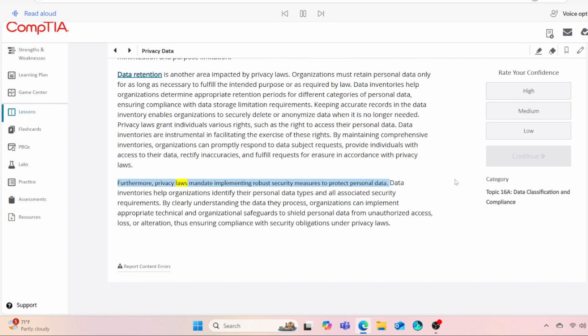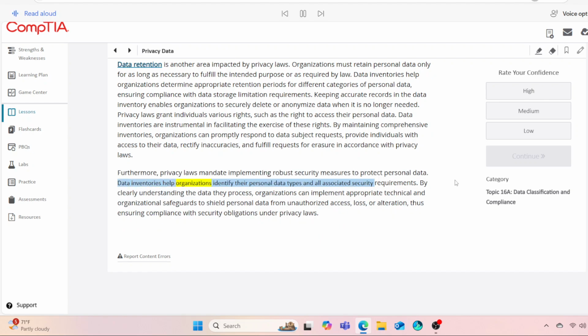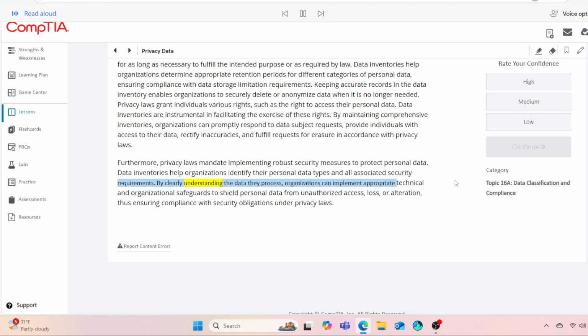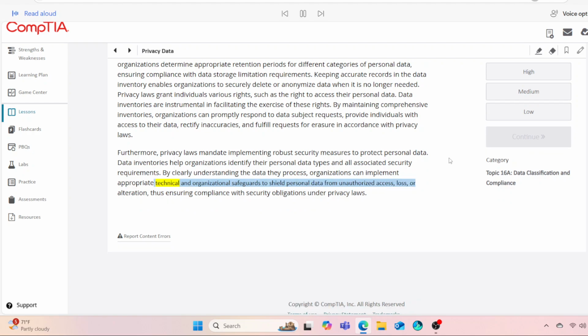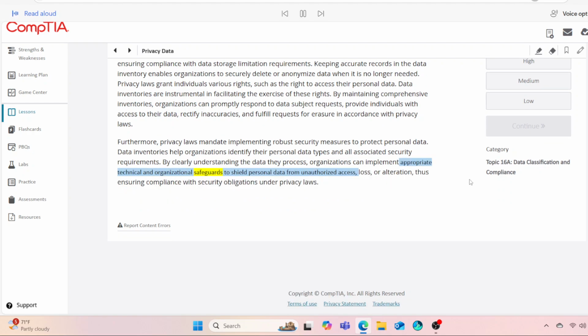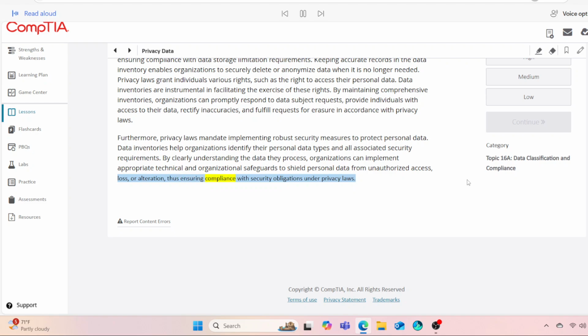Furthermore, privacy laws mandate implementing robust security measures to protect personal data. Data inventories help organizations identify their personal data types and all associated security requirements. By clearly understanding the data they process, organizations can implement appropriate technical and organizational safeguards to shield personal data from unauthorized access, loss, or alteration, thus ensuring compliance with security obligations under privacy laws.